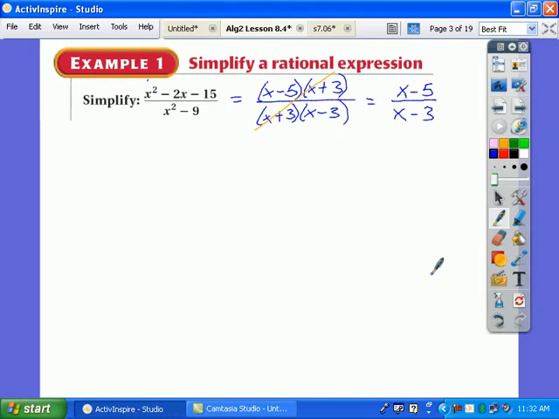And that is the thrust of what we're going to do here. But it all relates back to how well can you factor. So here's another problem.